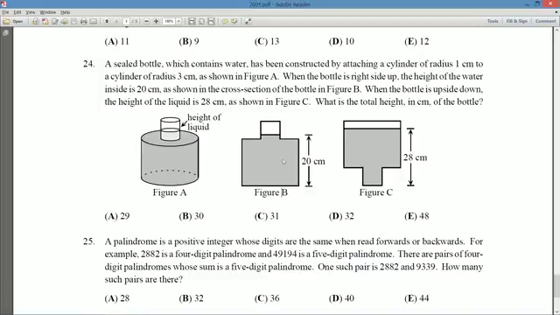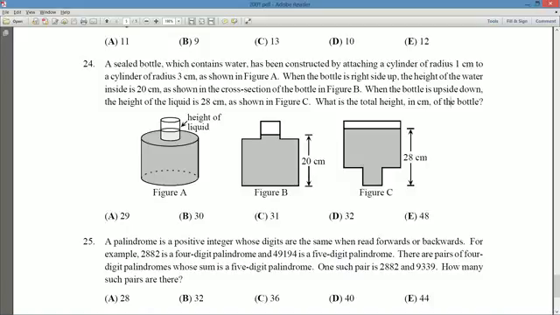So in figure B, we notice, just looking at the cross-section of the water here, that the water fills up the bottom tank and just a little bit goes into the smaller one. When the bottle is upside down, that's figure C, the height of the liquid is 28 centimeters. And we fill up the bottom one and we go a ways up into the bigger 3 centimeter radius cylinder. We're asked, what is the total height in centimeters of the bottle?